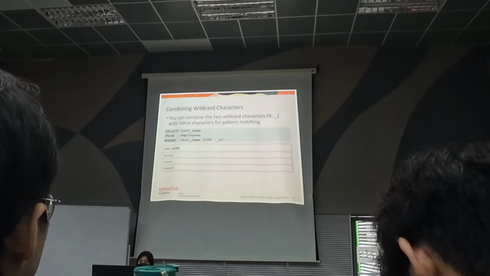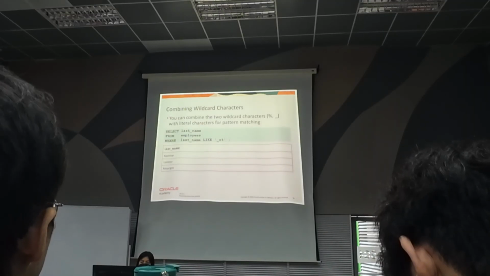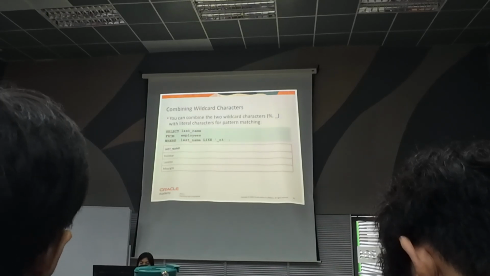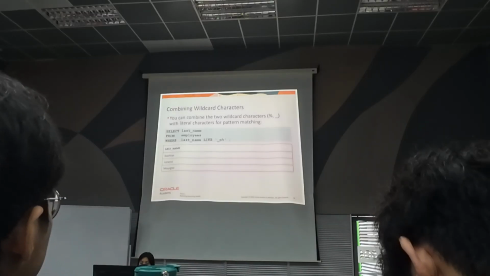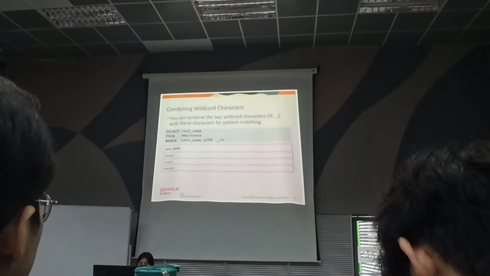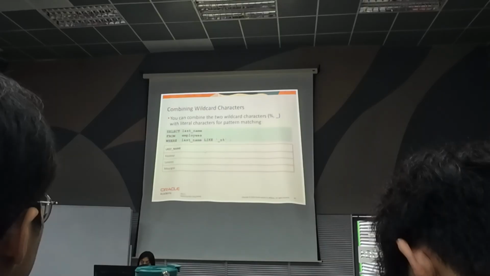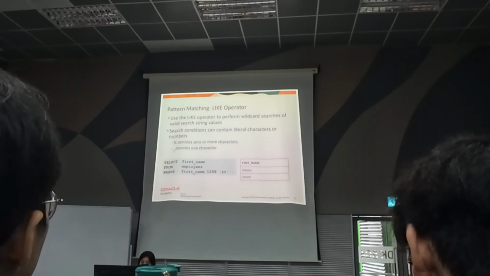Then we want to use the wildcard. You can combine the two wildcard characters, percent and underscore, and also literal characters for pattern searching. Let's say we want to find this: select last name from employees where last name LIKE, put under the single quote, underscore. What does underscore mean? Underscore means one character, followed by O, then percent. Percent is 0 or more characters.